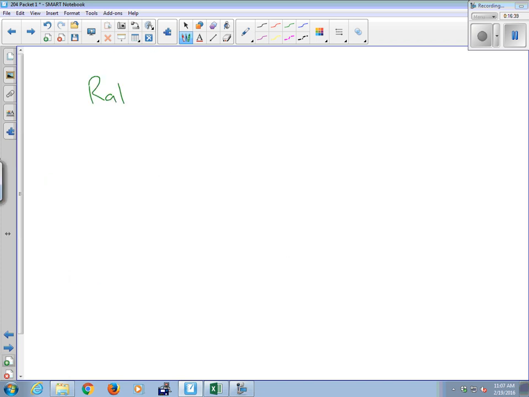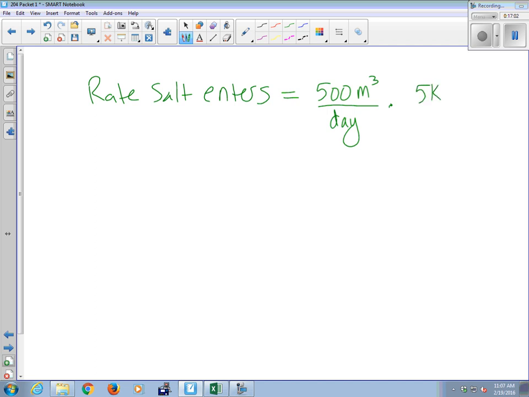So the rate salt enters. Well, we know that water enters at 500 cubic meters per day. And the salt has a concentration of 5 kilograms per 1,000 cubic meters. That's what was given. And then your cubic meters cancel, so you get kilograms per day. 500 times 5 over 1,000 is 2.5 kilograms per day.